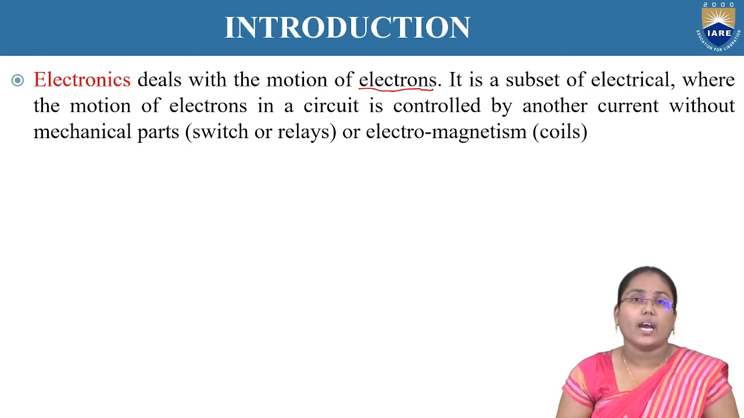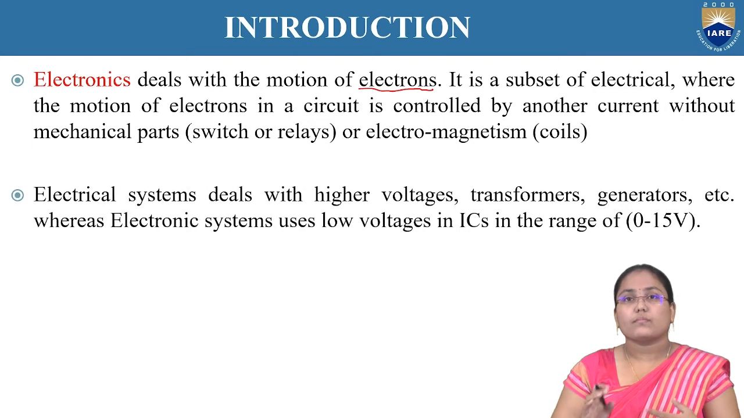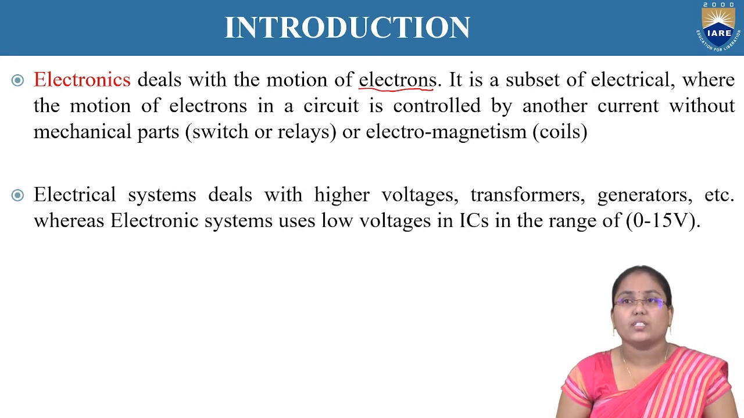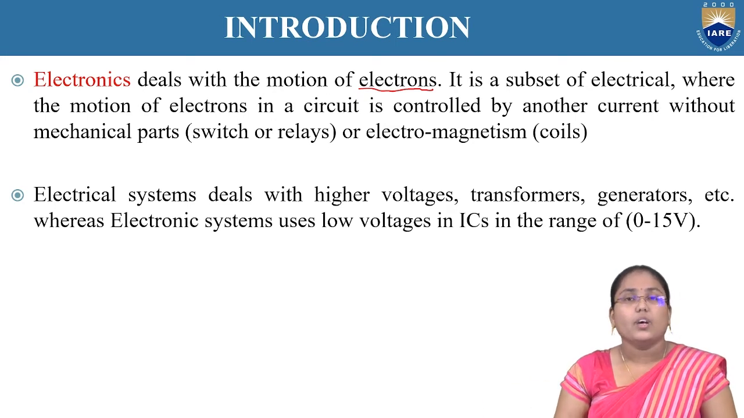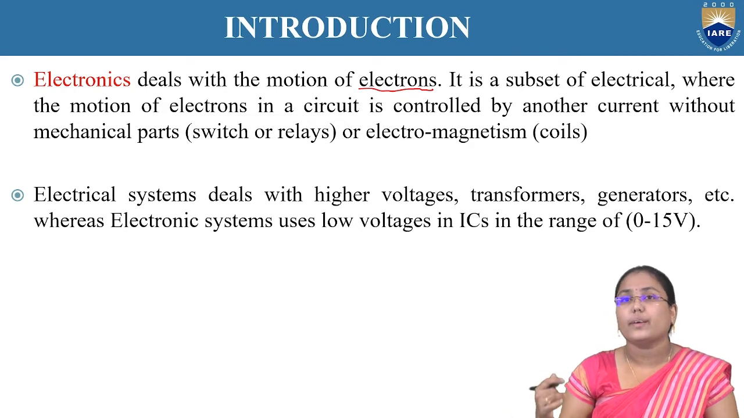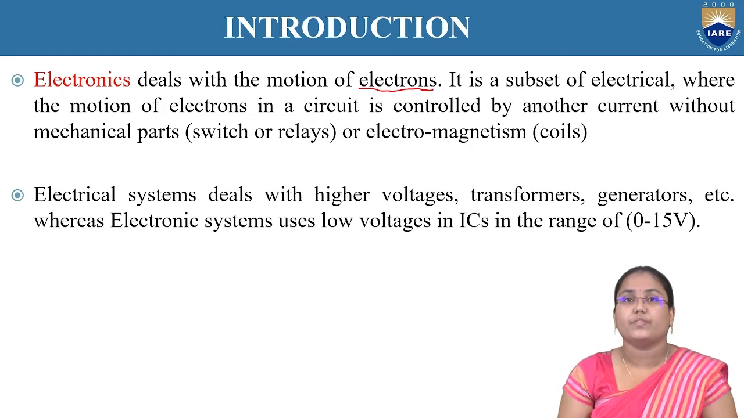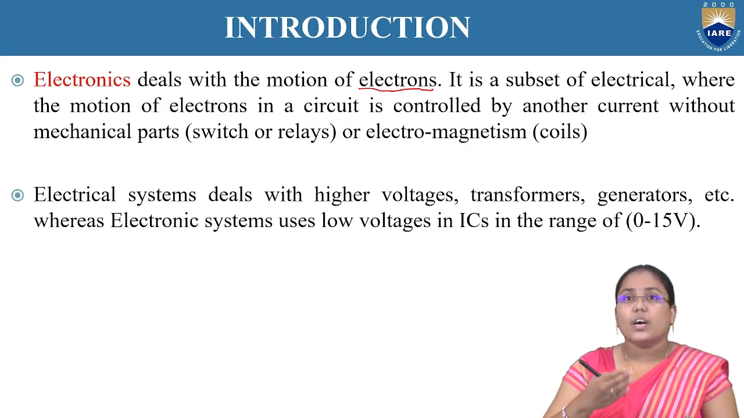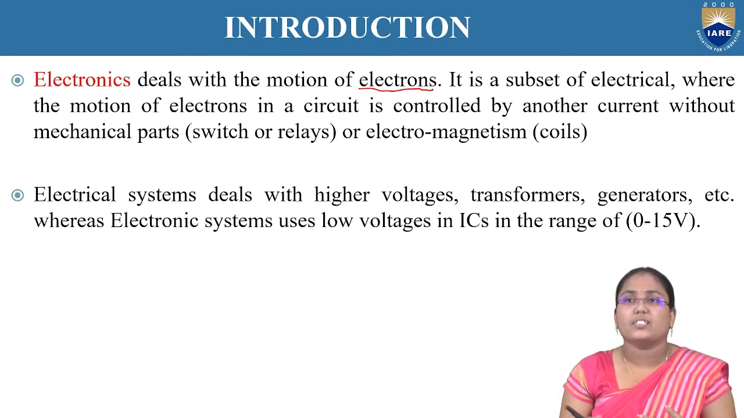Unlike in electrical circuits, where mostly we'll be dealing with very, very high voltages, the electrical system deals with higher voltages, such as transformers, generators, etc. While we are dealing with these high voltages, mostly we'll come across electromagnetic fields, and also different types of mechanical parts like switches, relays, and all these things.